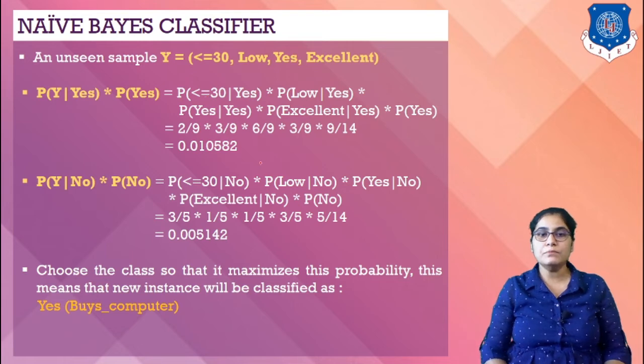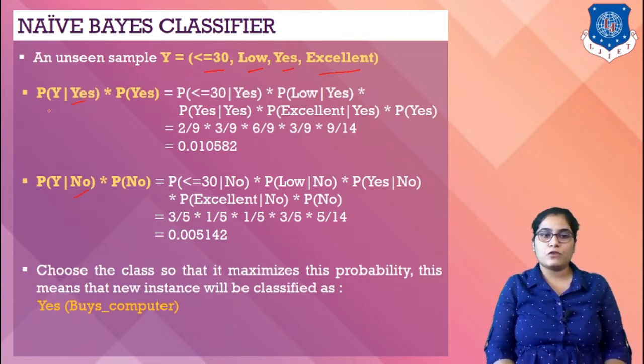In our example, the unseen sample has the values age less than or equal to 30, income equal to low, student is yes, and credit rating is excellent. We have to find out whether this customer will buy a computer or not, and for that we will find the probability for yes as well as for no, and for that we have a formula.